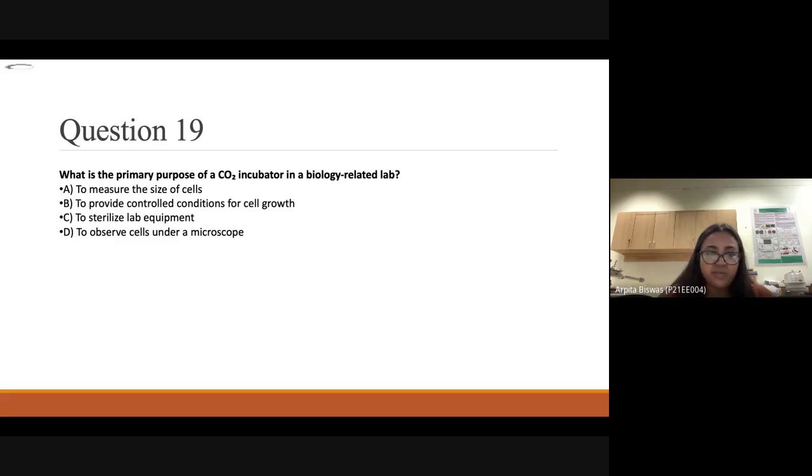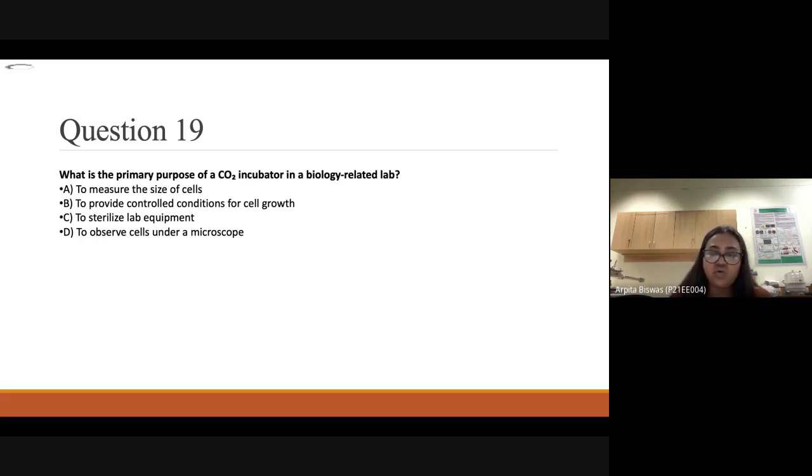What is the primary purpose of a CO2 incubator in a biology related lab? First option, to measure the size of cells. Second, to provide a control condition for cell growth. And option C is to sterilize the lab equipments. And option D is to observe the cell under a microscope. So what is the right answer?